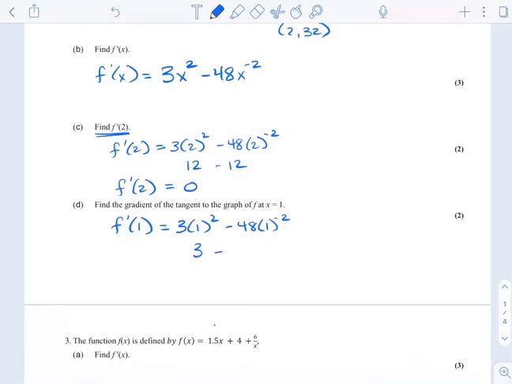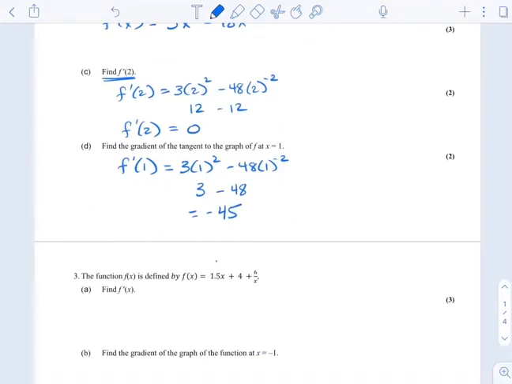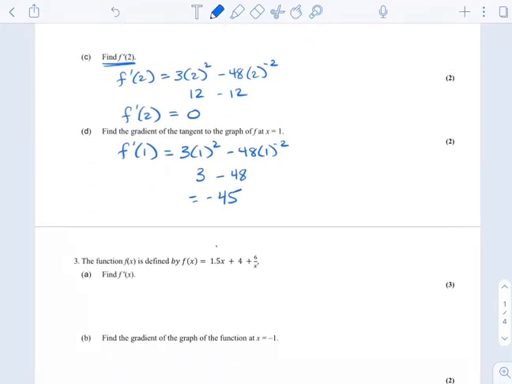We get 3 take away 48, which is negative 45. So very steep at that spot, at negative 1, or sorry, we're at positive 1 for x.